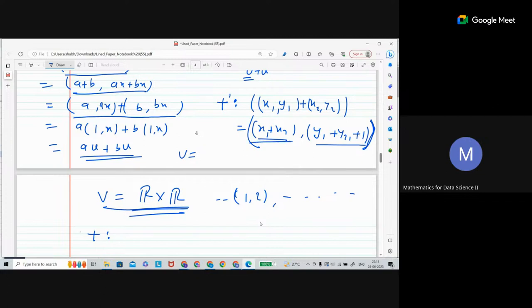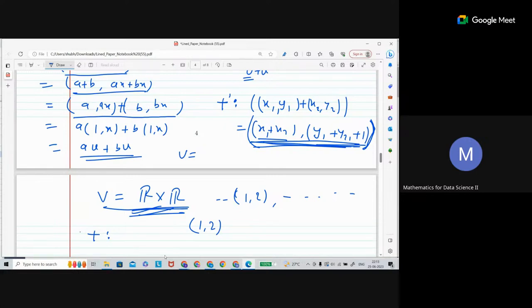Assume that this operation is the same; I do not want to write it again. Okay, this operation you have on this set, is it clear? Sir, which is y1 plus y2 plus 1, right? That one, yes, this operation. Now I am taking an element from V. Let's say this is (1, 2).